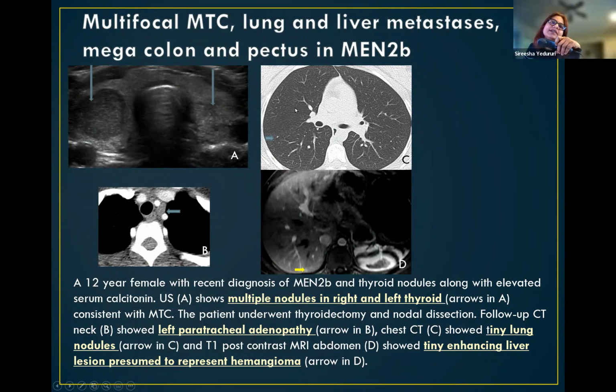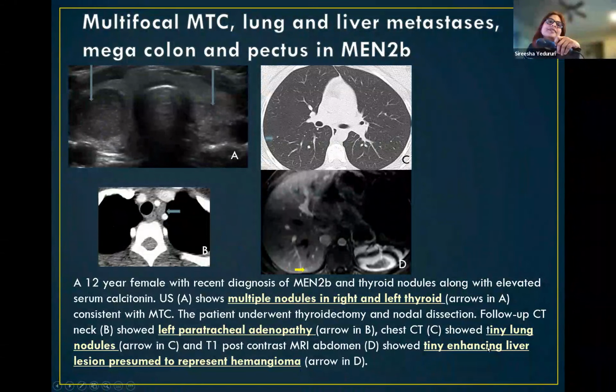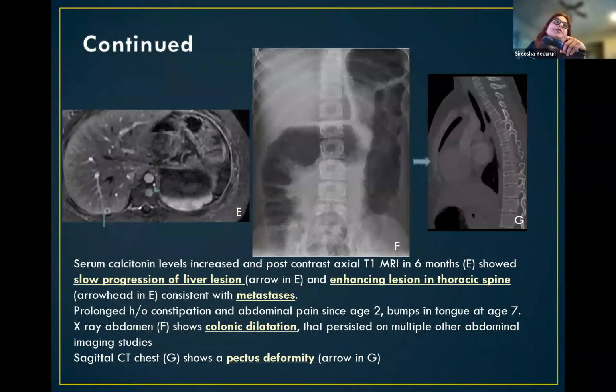These are tiny, but when the serum calcitonin is elevated, you have to look at all of them critically. The MRI showed tiny enhancing liver lesions. I think I was the one who initially called them hemangiomas. I didn't know at that time, but then they grew on follow-up imaging. The serum calcitonin kept on increasing, and the patient showed a progression of the liver lesions. The patient also had an enhancing lesion in the spine here.